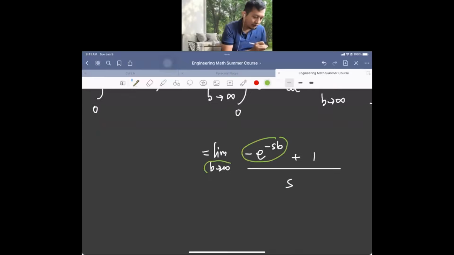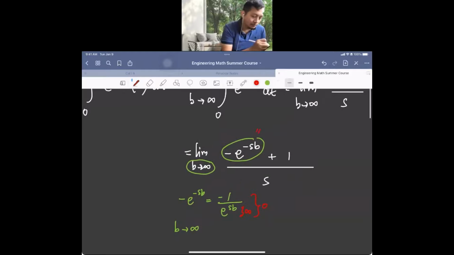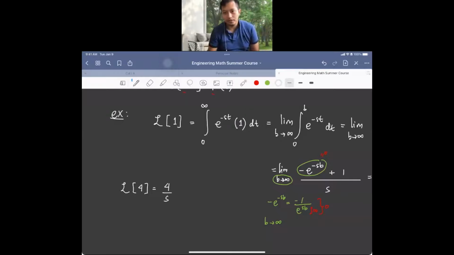Now look at this negative e to the negative sb, which we can write as negative 1 over e to the sb. When b goes to infinity, the denominator goes to infinity, and this goes to 0. That's the definition of the improper integral, if you remember. So we set this as 0 by a limit, and the result is just 1 over s. So when you have a constant, for example 4, you get 4 over s.